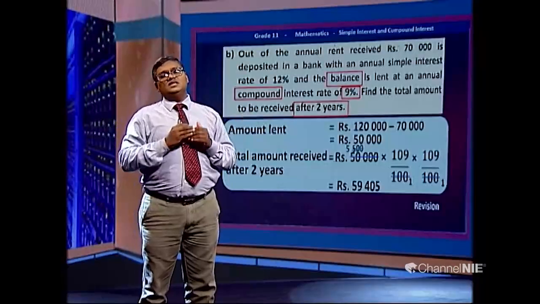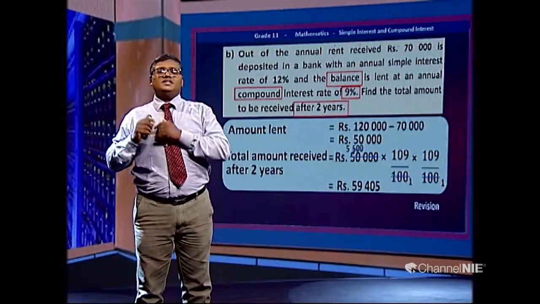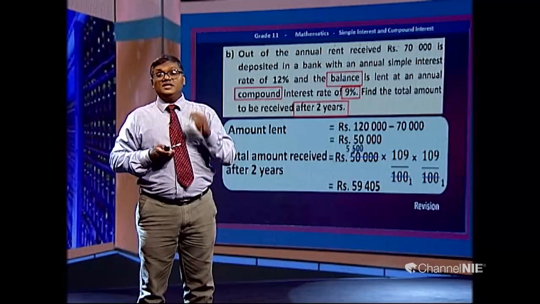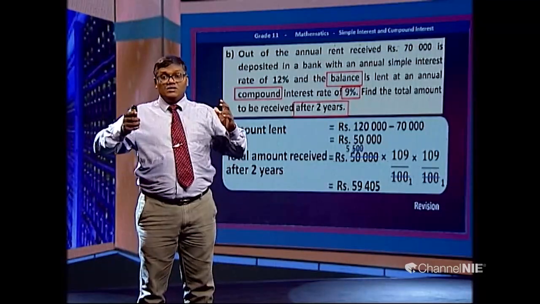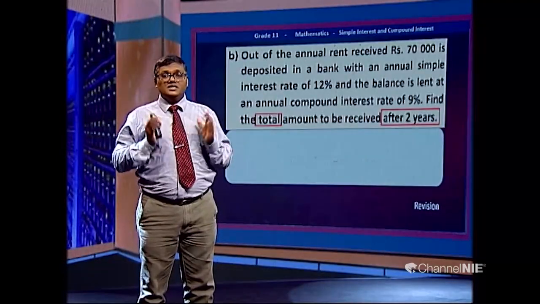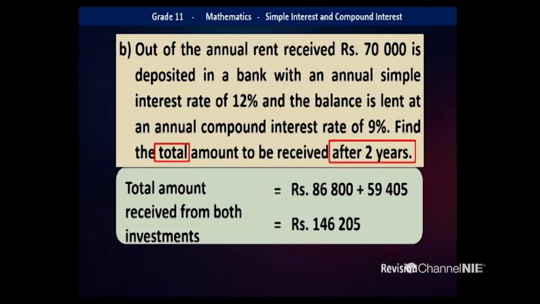Now we have evaluated the two investments. From the rent income 120,000, 70,000 is invested in simple interest rate. The remaining 50,000 is invested in compound rate, both for 2 years. Then after 2 years you get the total amount. Let us see what is the total amount they get. This person will get a total amount of 146,205. That is the addition of total amount from the first investment and total amount from the second investment, right.